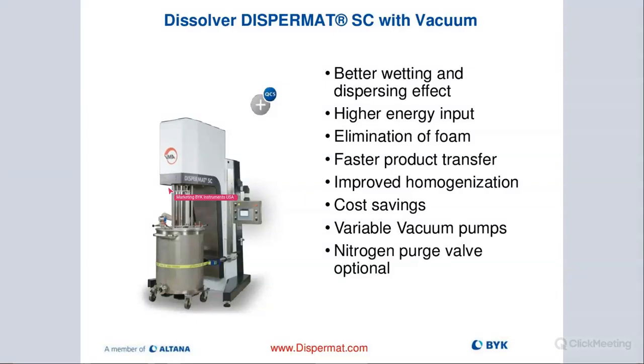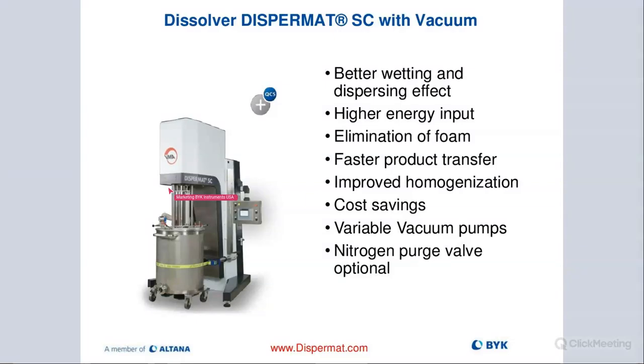Here's an example of the vacuum production scale disperser. So basically, by running a vacuum, we can have an improved wetting and dispersing effect. We're taking out all the air, meaning we can put in more energy. If you think about air bubbles, they can act like tiny little air mattresses, buffering the blows, or the shear force. So that means by removing the air, I can put in more energy. Also, that eliminates any type of foaming.